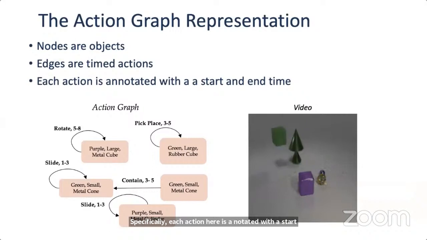For example, the green large rubber cube on the left is picked up and then placed back from the 3rd second to the 5th second. So it's basically timing when it's going to be picked up and then placed back.